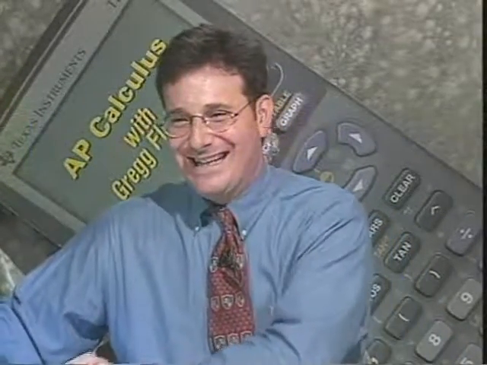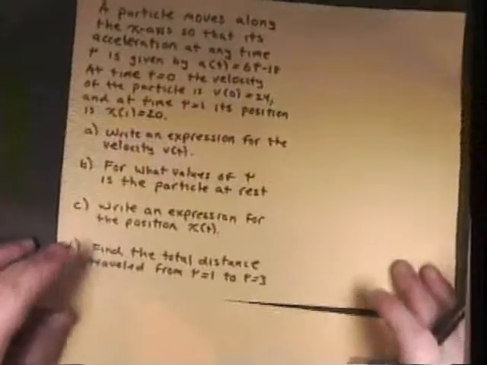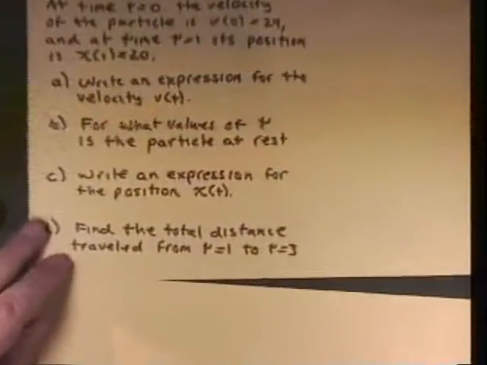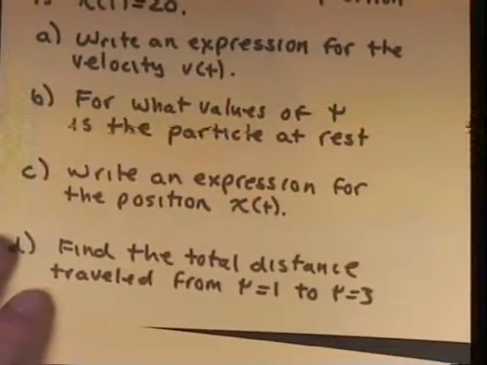Well, let me put the problem up. It's going to be a joint problem. Isn't this exciting? Booker, same problem that we've been doing. We're going to find the total distance traveled from t equals 1 to t equals 3. And this is what we know.